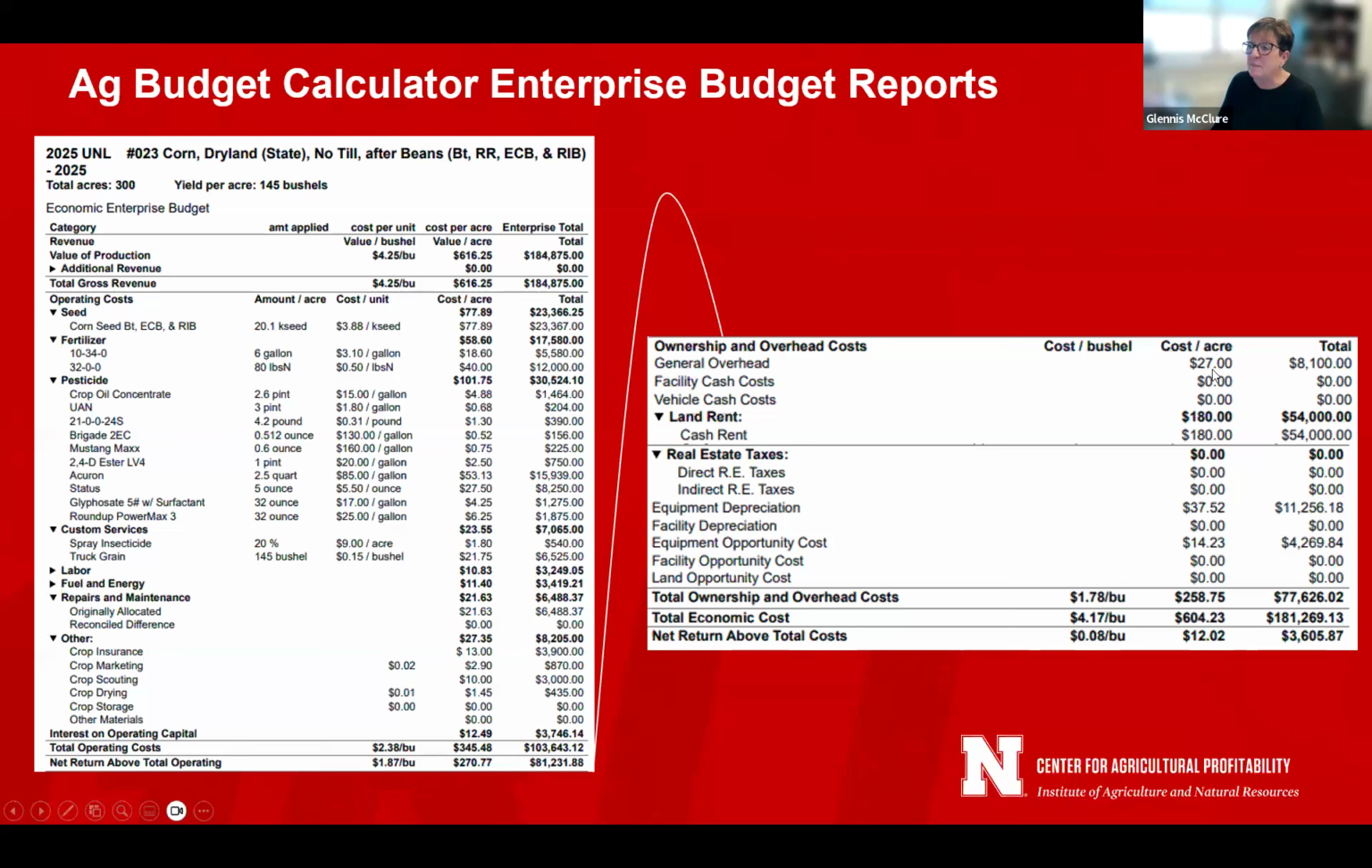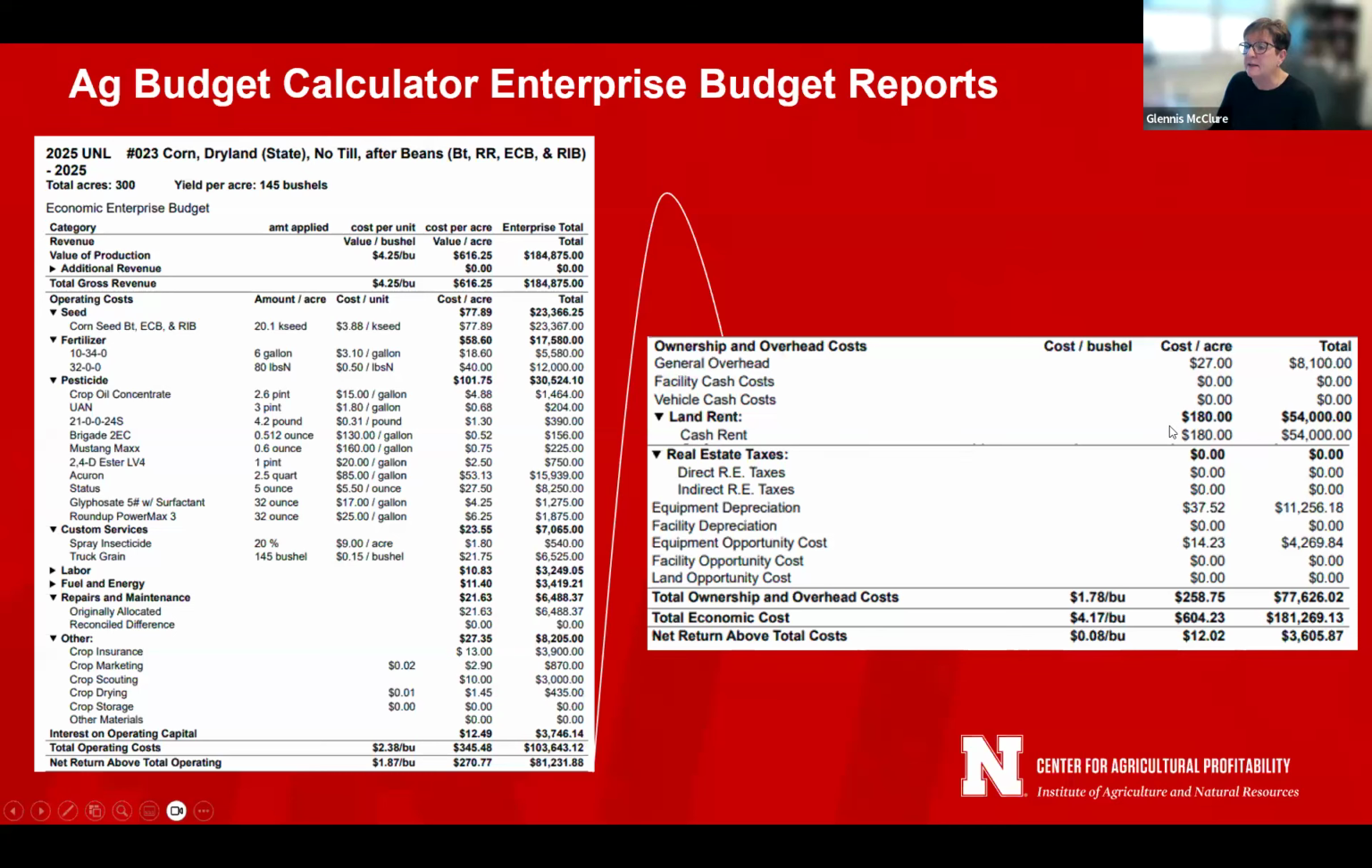But this figure may not be what yours is at all. Again, this is how much was attributed to this particular crop, and this is only 300 acres, 145 bushel yield. So this is what's attributed to that crop. But what is your overall overhead? And you can actually then in the program allocate that for each of your enterprises.